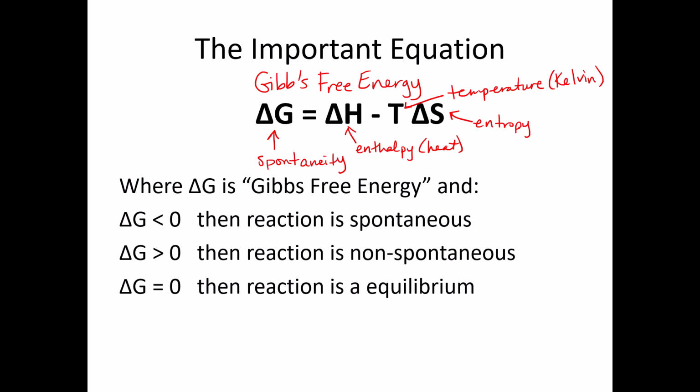Alright, so if we have a negative delta G, the reaction is spontaneous, and that relates to a positive delta S of the universe. If we have a positive delta G, the reaction is non-spontaneous, and that would correspond to a negative delta S of the universe. When delta G equals 0, our reaction has reached an equilibrium.